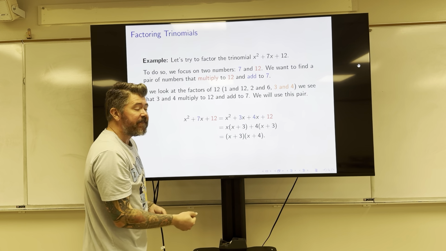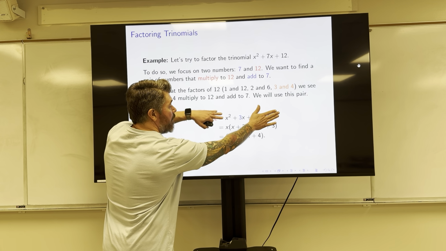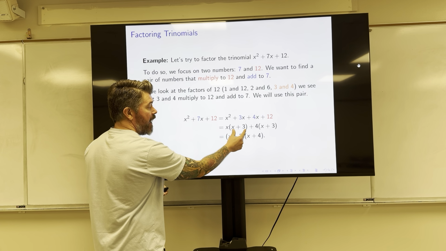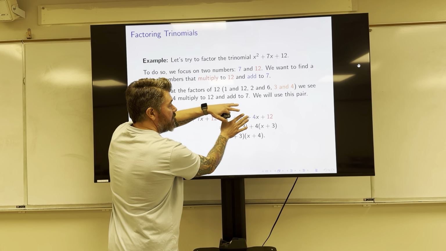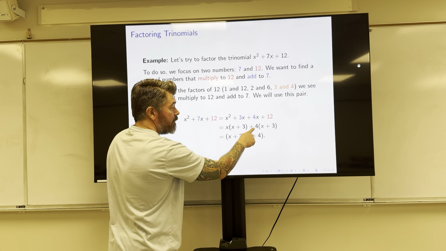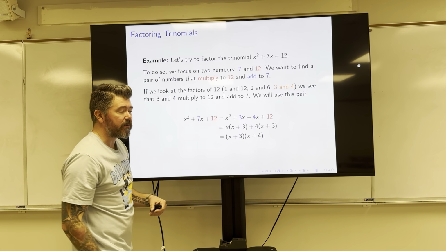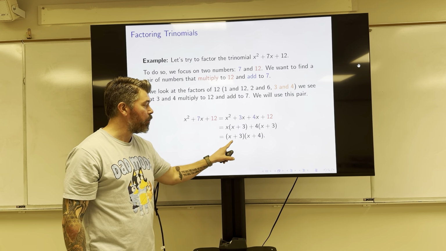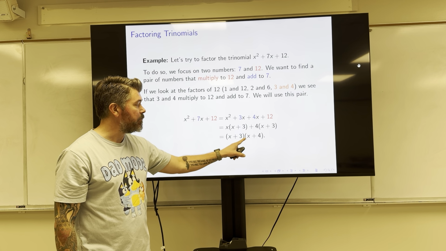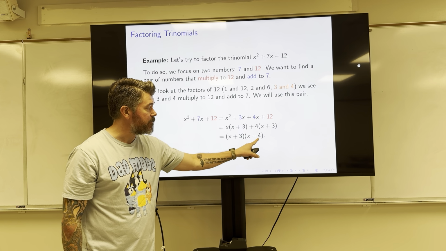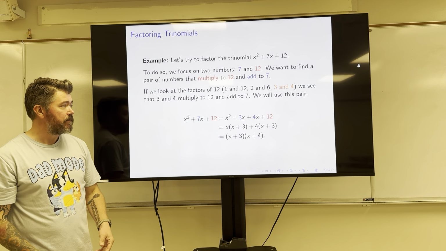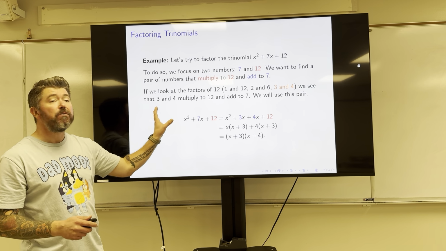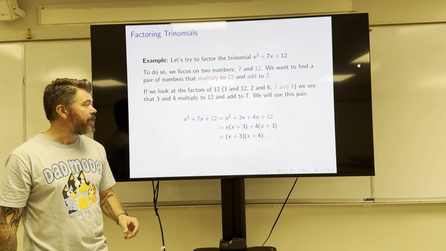Now I'm going to try factoring by grouping. Looking at my first group, I can pull out an x, and I have x plus 3 left over. Looking at my second group, I can pull out a 4, and I have x plus 3 left over. Now I have my common binomial, and I can pull it out, leaving me with x plus 4 here, right? So this is going to be our trick to factoring trinomials.